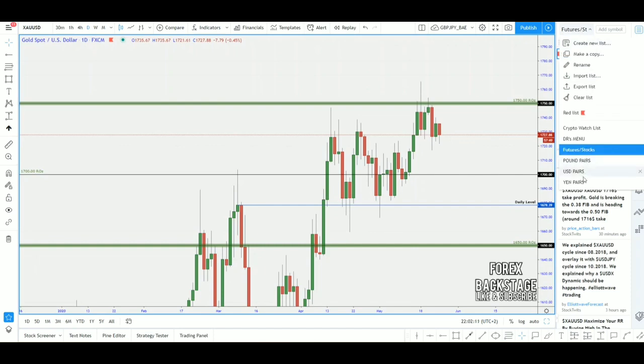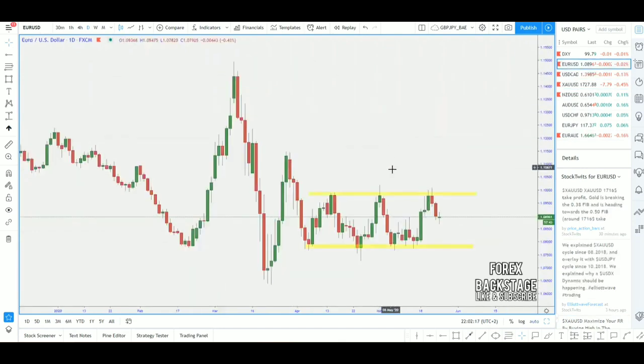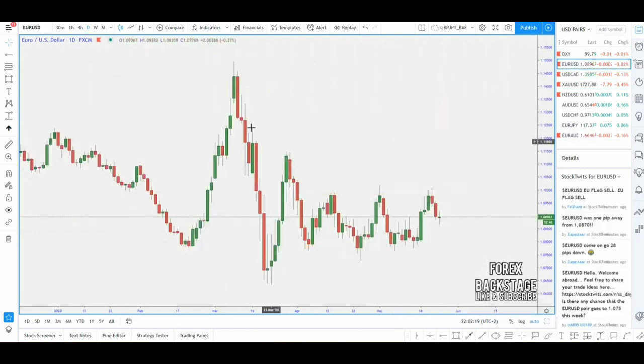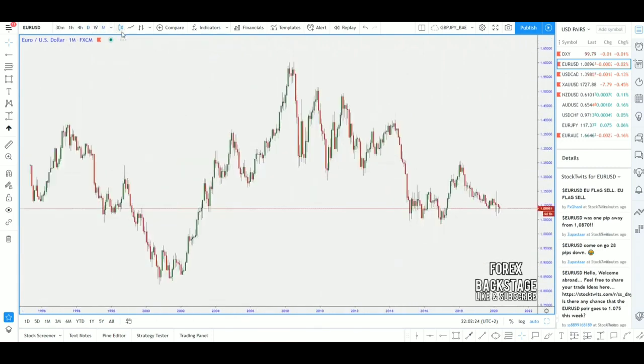For example, I'm going to take a USD pair and do the same thing. I don't know which pair to take. Let me just take the euro dollar. All right, we remove the drawing tools, go up to the monthly. On the monthly, you're obviously going to be drawing your lines.